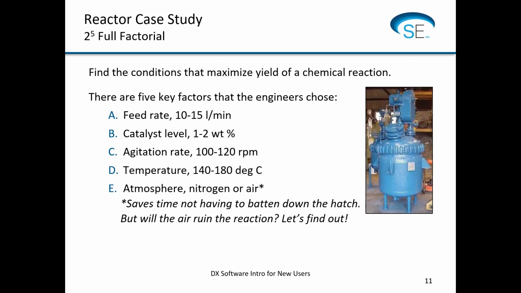Okay, so we've got feed rate, catalyst, etc. Notice that that 5th one is atmosphere. That's going to be a categoric choice, right? So it's not a number, but it's going to be nitrogen or air. So a categoric option that we have. So we can include factors like that.